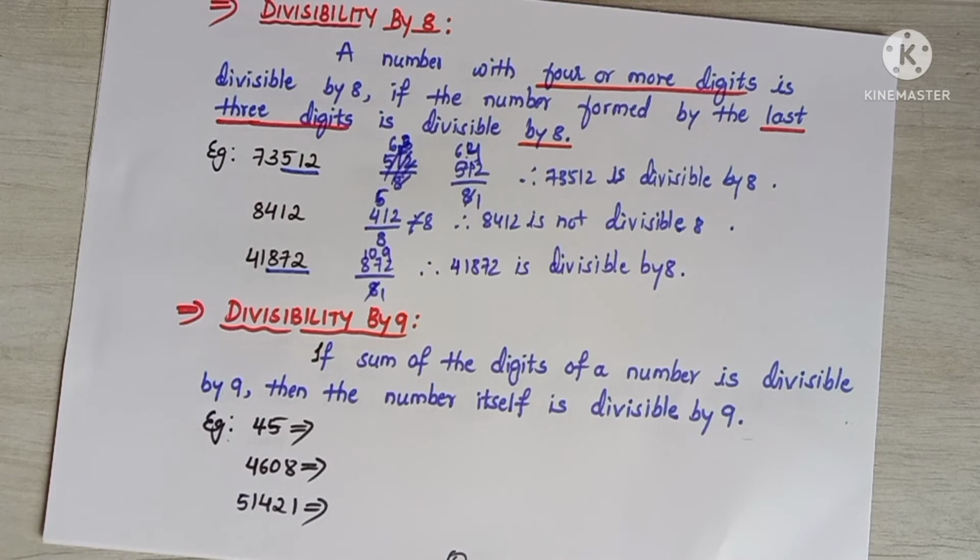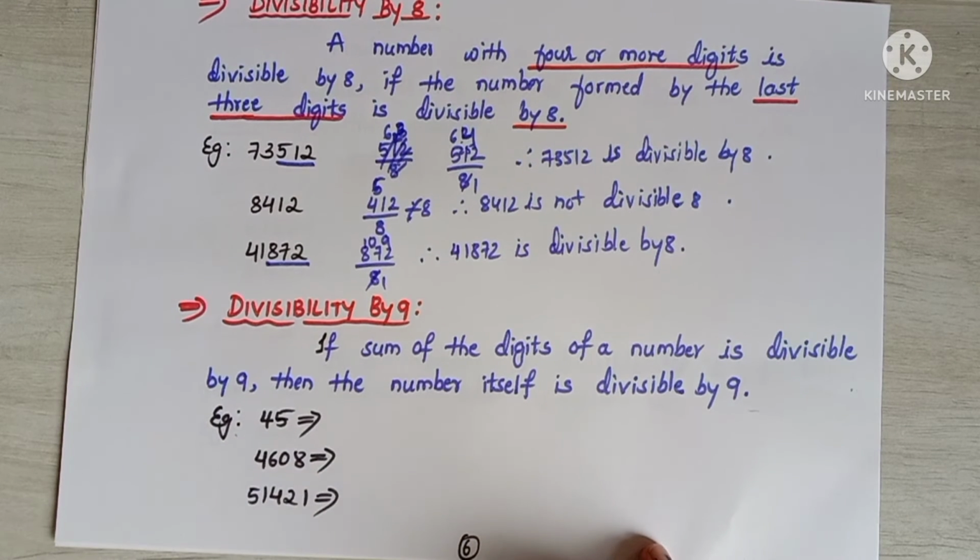So like this we will check the divisibility by 8. What we have to do? We have to take the last 3 digits of a given number. If it is divisible by 8, then the whole number is divisible by 8. If it is not divisible by 8, then the whole number is not divisible by 8.